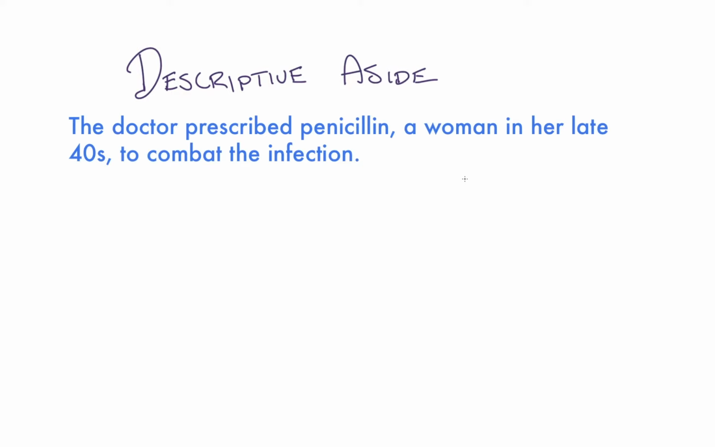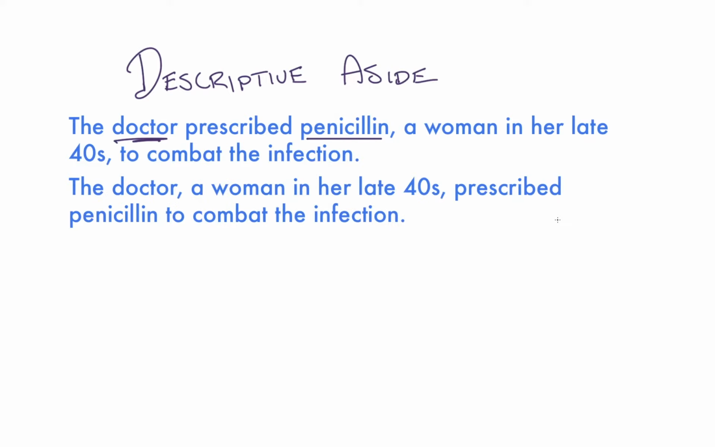The doctor prescribed penicillin, a woman in her late 40s, to combat the infection. Right, so we know that penicillin isn't a person, it's a medication. So a woman in her late 40s must describe the doctor. So in order to fix this error, let's just move where the descriptive aside goes within the sentence. So now it reads, the doctor, a woman in her late 40s, prescribed penicillin to combat the infection.